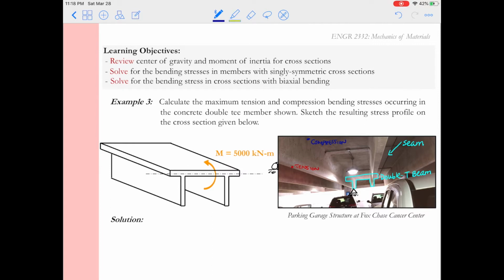So I want to translate it from the picture back over to our problem. So in this kind of schematic of the problem, we can see the cross section. It's subjected to some sort of bending moment, and we're asked to calculate the maximum tension on the bottom and the maximum compression occurring on the top.